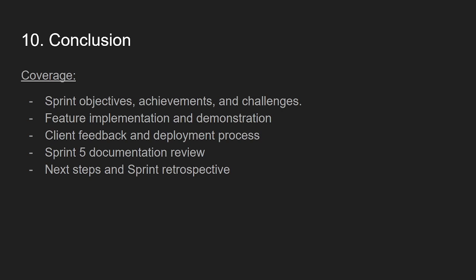To conclude the Sprint 5 video, we're going to wrap up some of the things we talked about this sprint. We covered the sprint objectives, achievements, and the challenges faced in Sprint 5. We looked at some of the features, implementation, and a demonstration of those features. We talked about the client feedback and the deployment process of getting our software to the end users to be able to be used in a practical sense. And we also went over some Sprint 5 documentation review, such as the meeting minutes, the sprint report, and other tasks that were performed in Sprint 5.